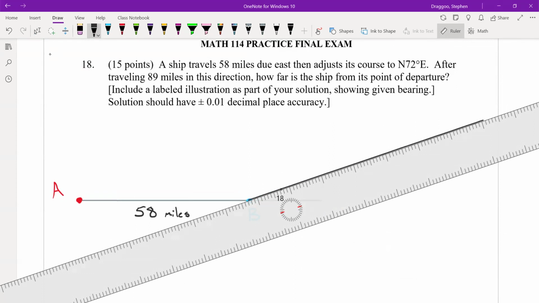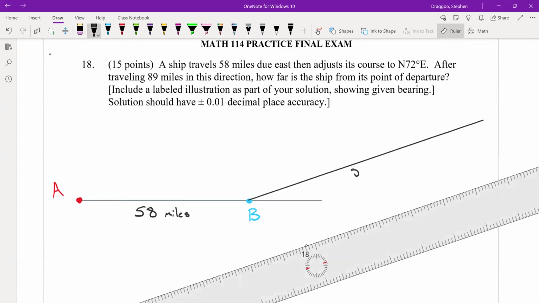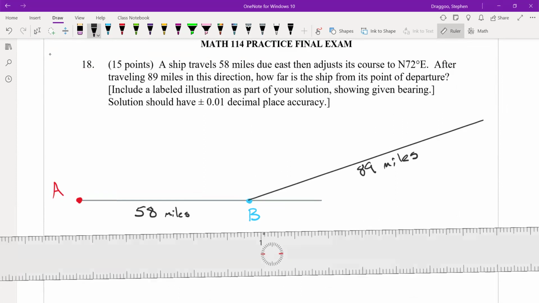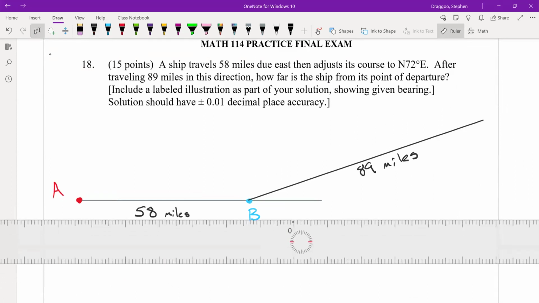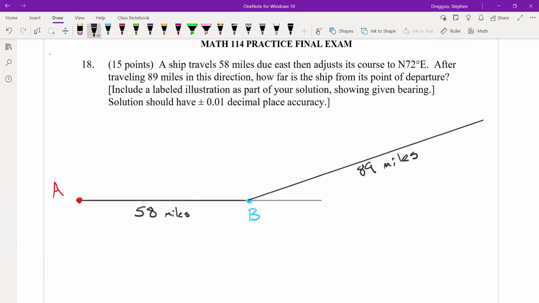At which point, the ship is adjusting its course here and traveling for 89 miles. So just make sure that that distance is longer than the first. There's only 58. So this is 89 miles. And the distance over here between points A and B is 58. I'm going to darken in that part of my line, to be clear that that's what we're talking about. Put B back on top.